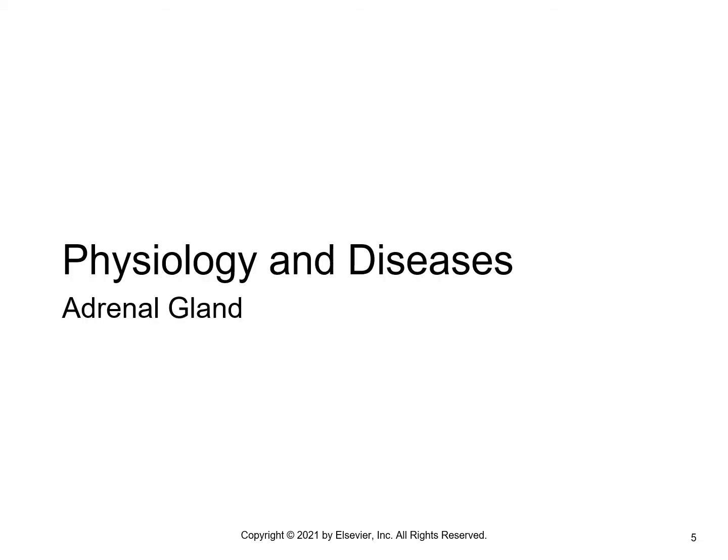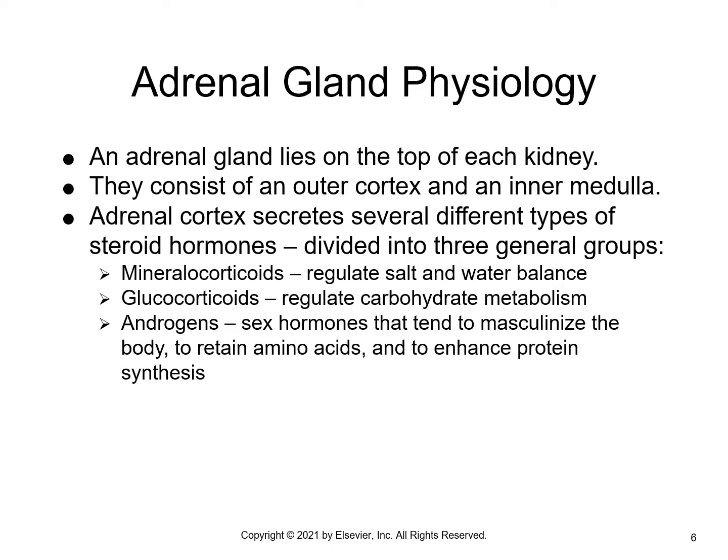Physiology of the diseases. As we look at the separate endocrine glands, we're going to find that each gland is going to have its specific physiology and its specific function and its specific target areas that its hormones are going to affect. So the adrenal glands, like I mentioned, sit atop of the kidneys, and they are, again, quite small and pyramidal shaped. They consist of an outer cortex and an inner medulla. The outer cortex is going to secrete one series of hormones, while the inner medulla is going to secrete a second series.